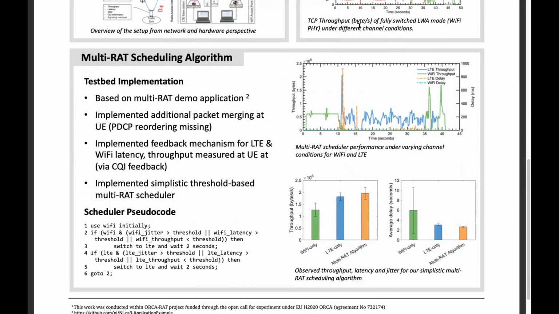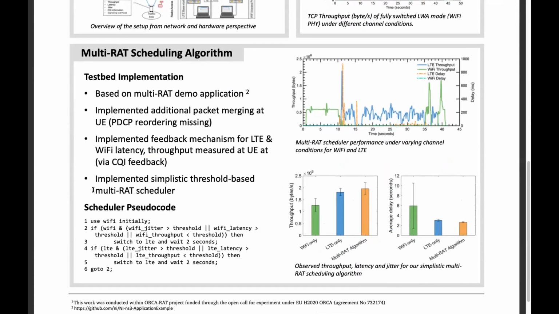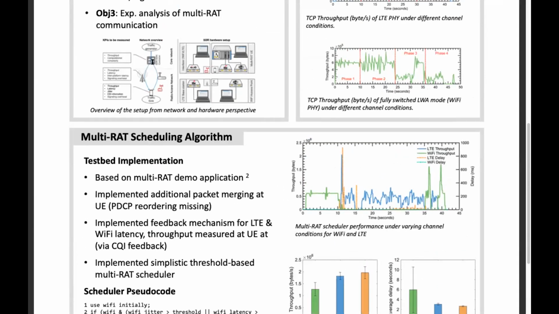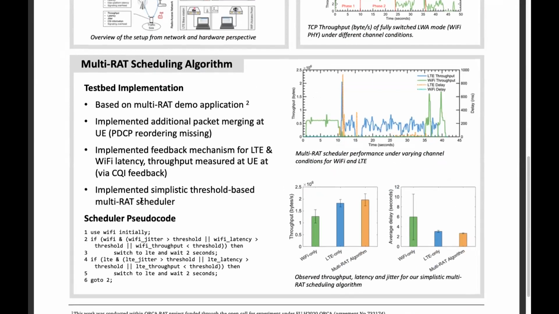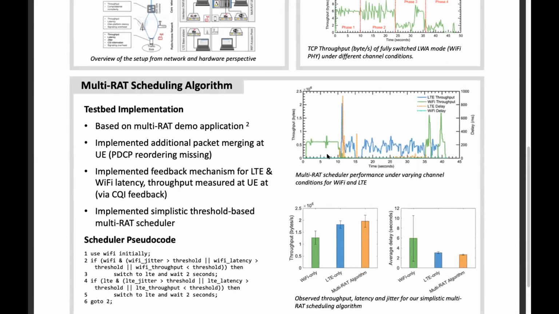And also, based on the outcome of the experiments that I just introduced, we implemented a very simplistic threshold-based multi-rate scheduler that was running right here on the SDR controller. At a very high abstraction level, this was the code that we used for the scheduler. Basically, if we were running Wi-Fi and the jitter was above a certain threshold, or the latency was above or the throughput was below a certain threshold, we switched to LTE and waited 2 seconds, and the same for Wi-Fi, basically. And then we repeated the experiment.